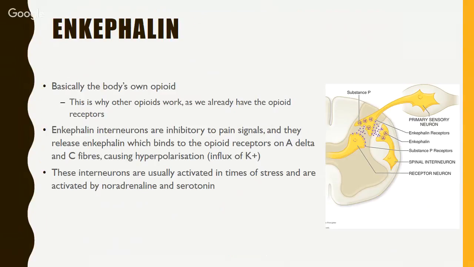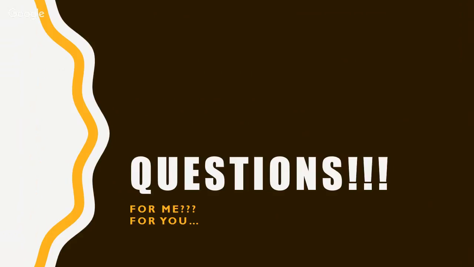Great. Enkephalin is the body's own opioid, and therefore you have receptors for it. It just causes hyperpolarization, and therefore the pain sensation, the pain signals can't be sent along.